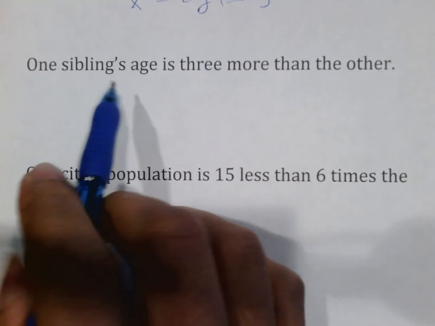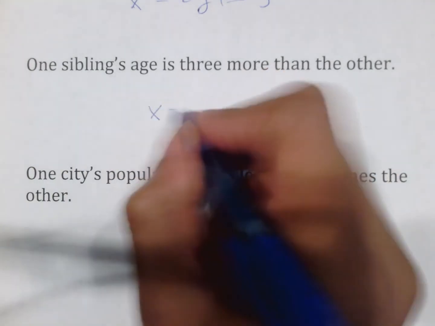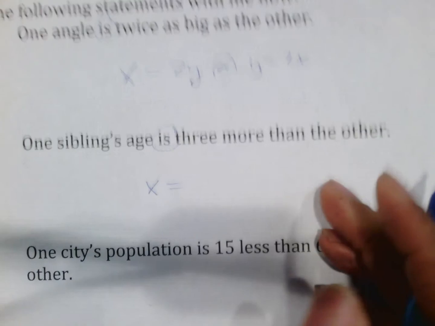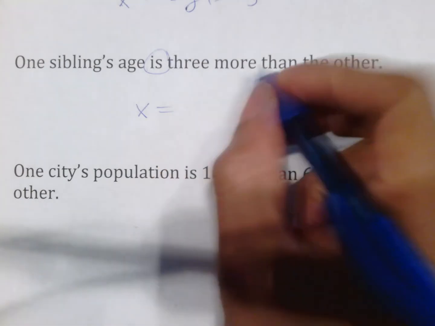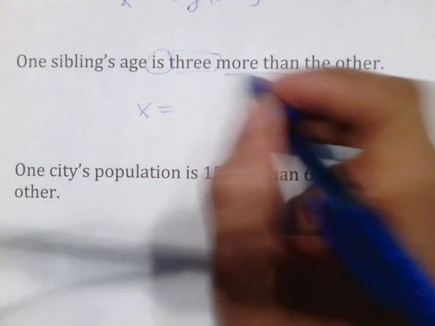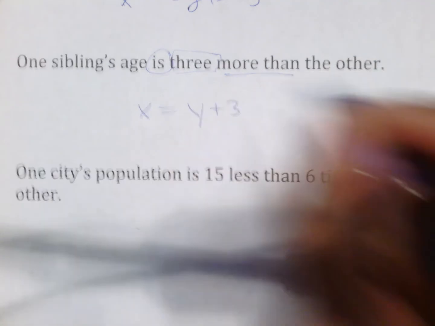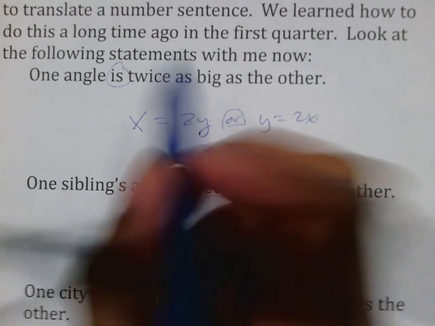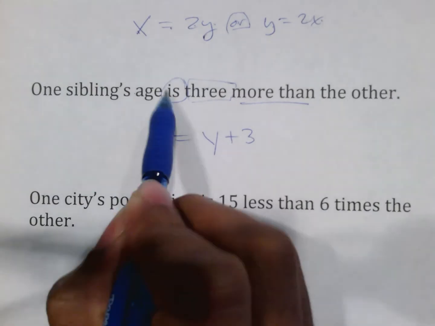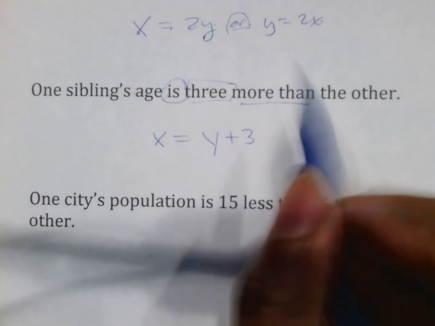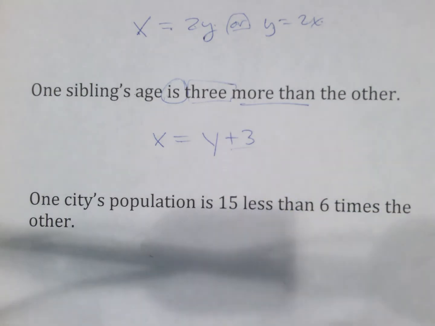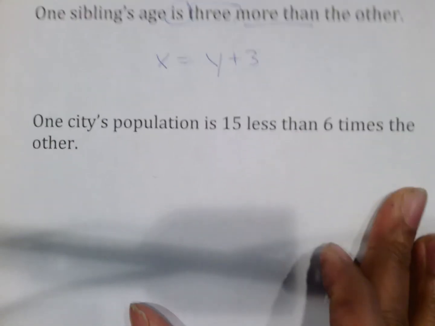Another statement might be one sibling's age is 3 more than the other. So one sibling is, there's your is again, just like is here in the first one. The is means equal, so one sibling's age is 3 more than the other one. 3 more than means add 3, and again remember that 3 goes last because that says more than, so it'd be y plus 3. So again, one angle is twice as big as the other one. This one sibling's age, x, is, which means equals 3 more than the other one, which should be y plus 3. I recommend that you always put the number last, because if you do that for subtraction and you put the number first, you're actually going to miss it, so be careful on that.